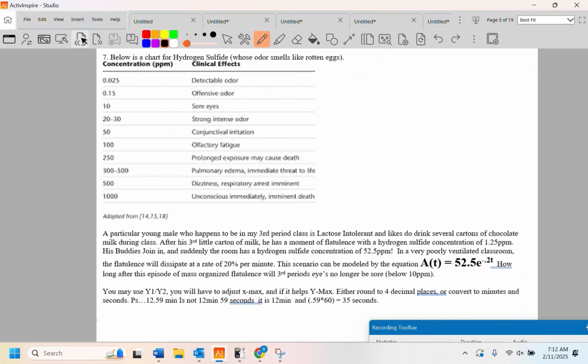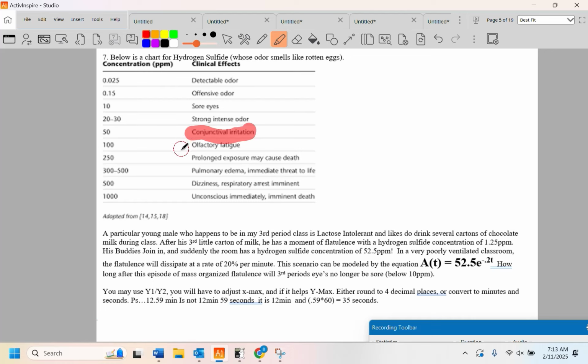All right, so the hydrogen sulfide one. A particular young male who happens to be in my 3rd period class is lactose intolerant, likes to drink several cartons of chocolate milk during class. After his 3rd little carton of milk, he has a moment of flatulence with a hydrogen sulfide concentration of 1.25 parts per million. His buddies join in. Suddenly the room has a hydrogen sulfide concentration of 52.55 ppm. This is where your skin starts itching.